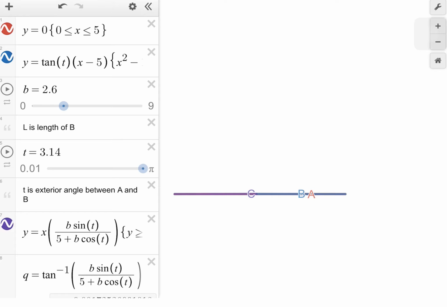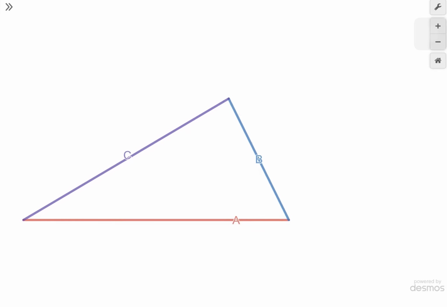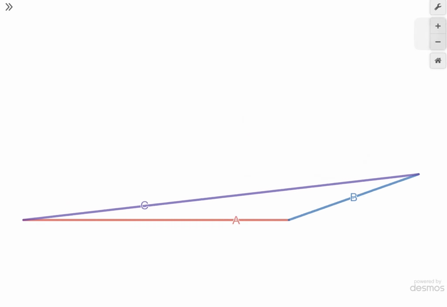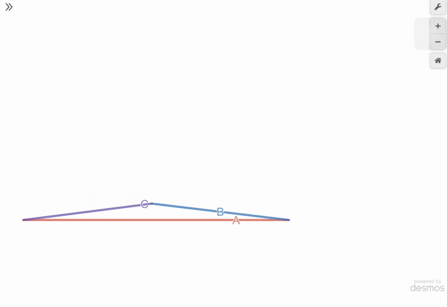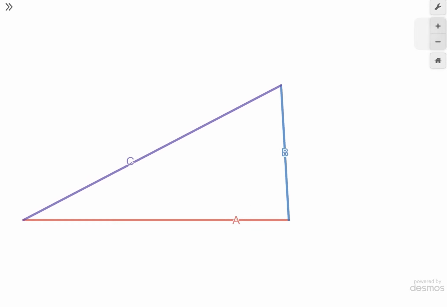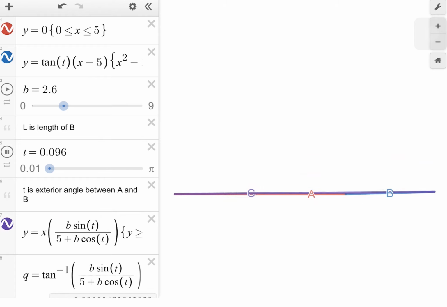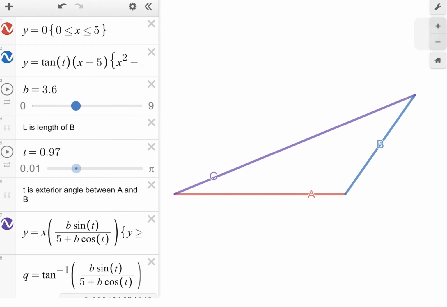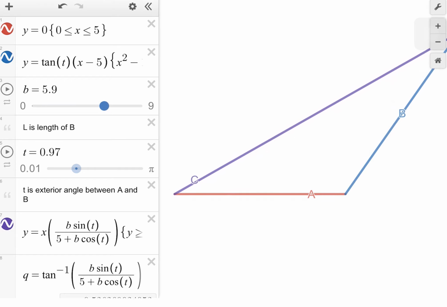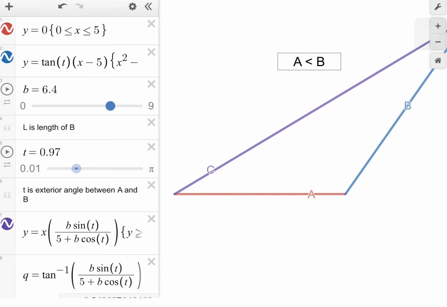Let's look at the animation again. So as the angle is decreasing, C is increasing. Again, the angle is increasing now, C is decreasing, and here C is minimum. Now let's do one more thing. We pause the angle. Now let's change the magnitude of vector B. Let's make it more than the magnitude of vector A.